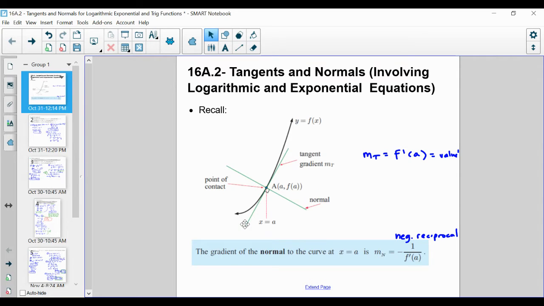Just recall from our previous lesson that when we have a function, the slope of the tangent is calculated at a particular point a. We can use the derivative to calculate the slope of the tangent. We can also find an equation for the line called the normal, which goes through the same point of contact but is perpendicular to the tangent. The gradient of the normal to the curve is given by negative 1 over the derivative of the function evaluated at this particular value of a. It's a negative reciprocal.